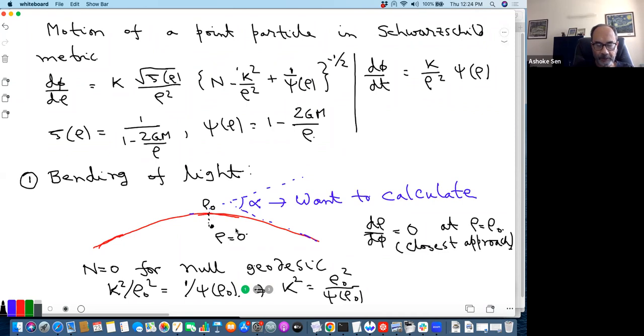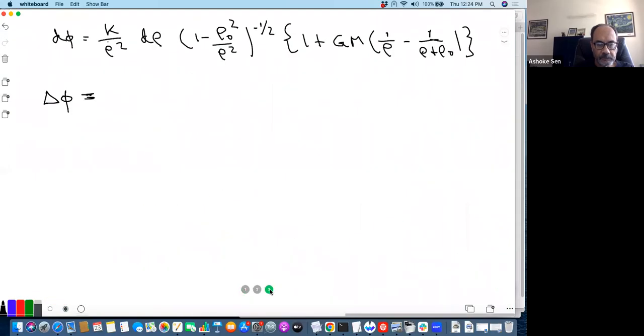because the trajectory, of course, is symmetric around this point of closest approach. So I'll integrate that equation, right, d phi d rho, from rho 0 to infinity, instead of from infinity to rho 0 and then back to infinity. I'll integrate it from rho 0 to infinity and just multiply it by 2. So then delta phi will be given by 2 times integral rho 0 to infinity k over rho square d rho.